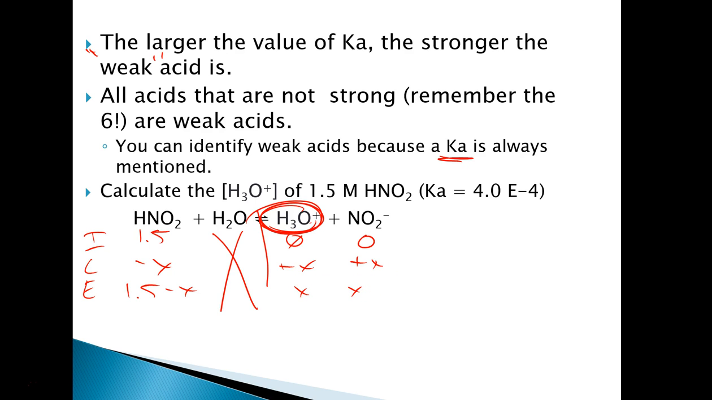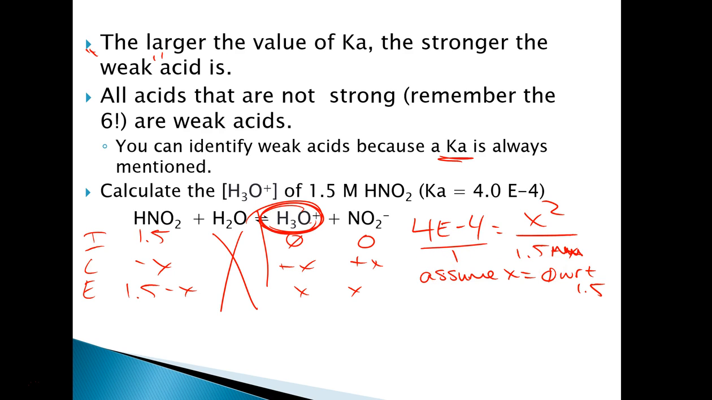So when you set this into the Ka, which is products over reactants, you get 4e-4 equals the two numbers on top, x squared, over 1.5 minus x. Now you might think, oh, wait a minute, I have to cross multiply and distribute, and it's a quadratic, and oh my god, that stinks. But this number is really small, so you can assume x equals 0 with respect to 1.5. What that does is it takes this out of the equation. So now all you need to do is cross multiply. You get 6e-4 equals x squared.